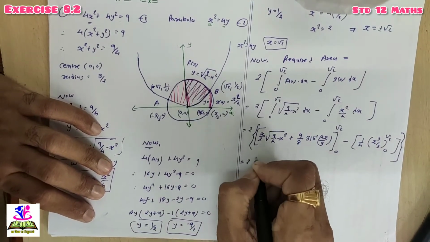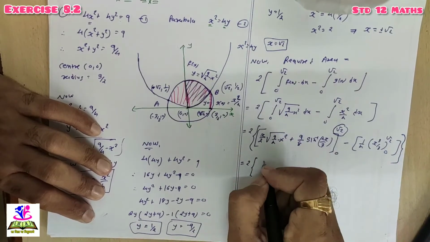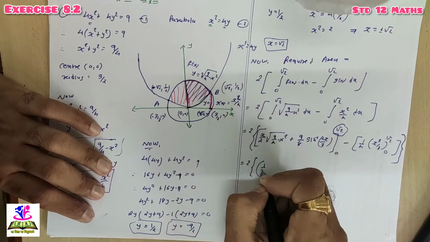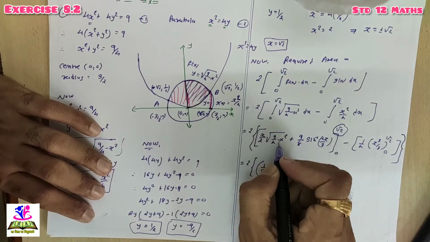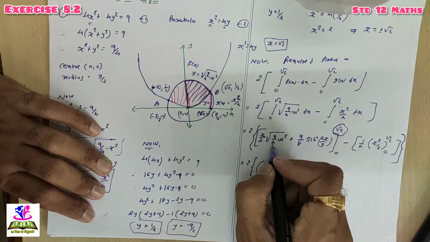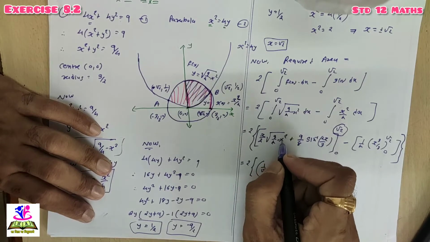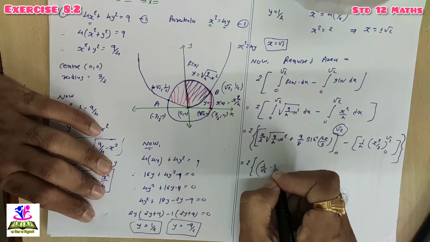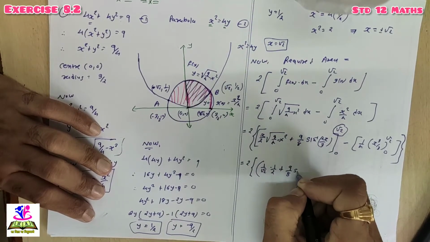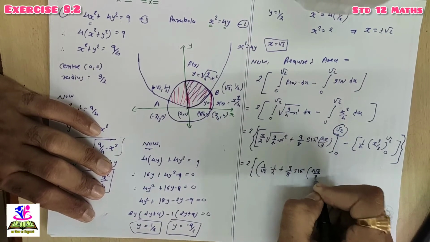So this is equal to 2 into. Now first we have to put x equal to root 2. So for x equal to root 2, this will be root 2 by 2. So root 2 by 2 is 1 upon root 2. This one, 9 by 4 minus x square, is root 2 square, so it's 2. So 9 by 4 minus 2 is 9 minus 8 by 4, so it's 1 by 4 and square root of 1 by 4 is 1 upon 2. Plus 9 by 8 sine inverse 2 root 2 by 3.